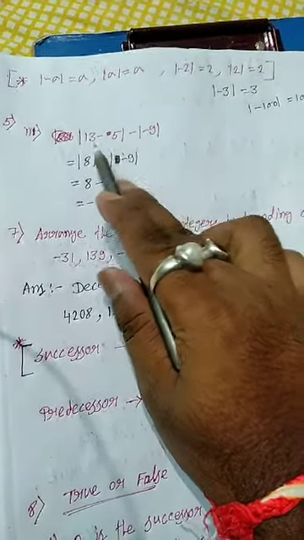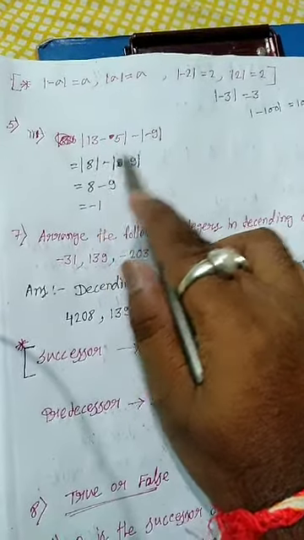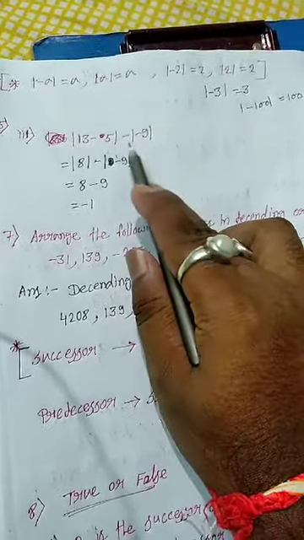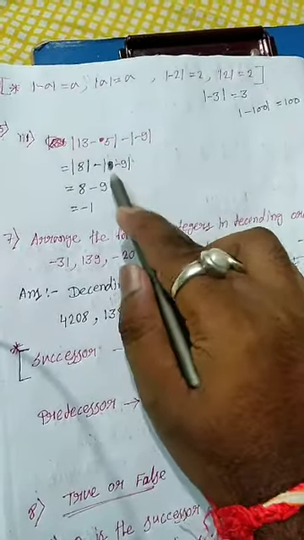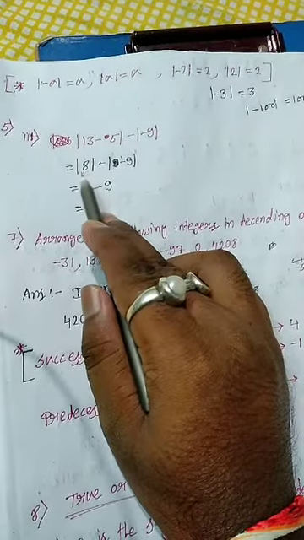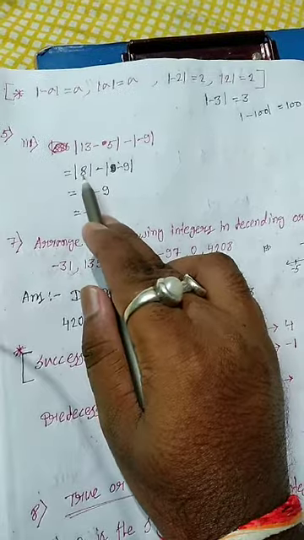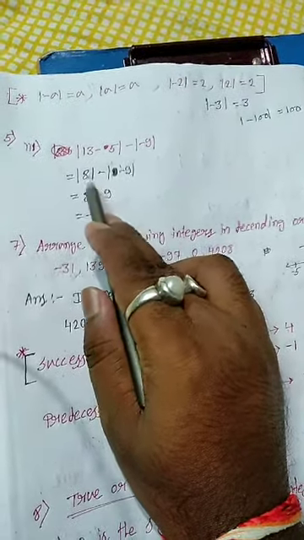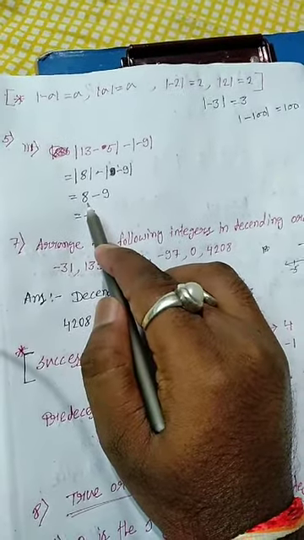What will be the value of 13 minus 5? It will be +8. Keep this mod, and here is given minus 9. So keep it this way, and look here. Here is given plus 8 modulus. That means you know that if you put anything in the mod, it always gives a positive value. That means this will be plus 8.